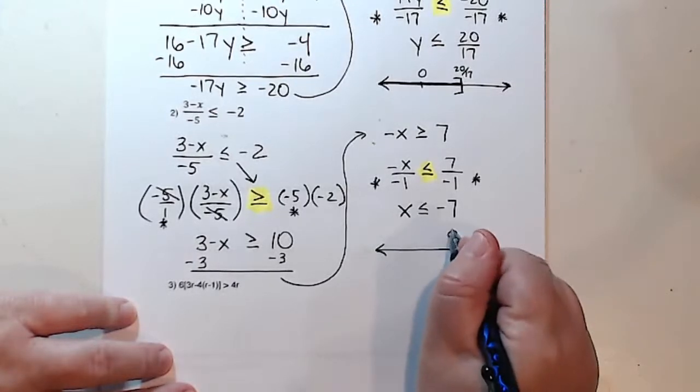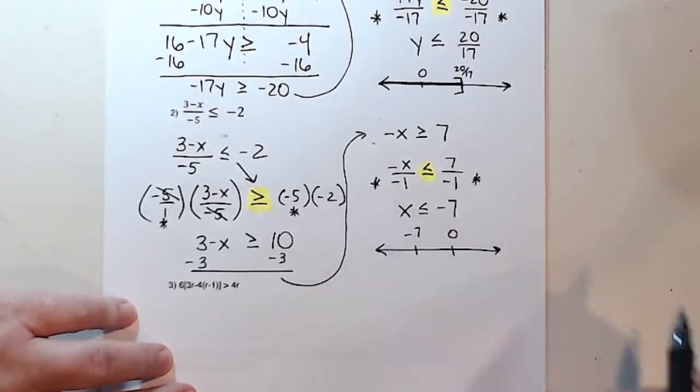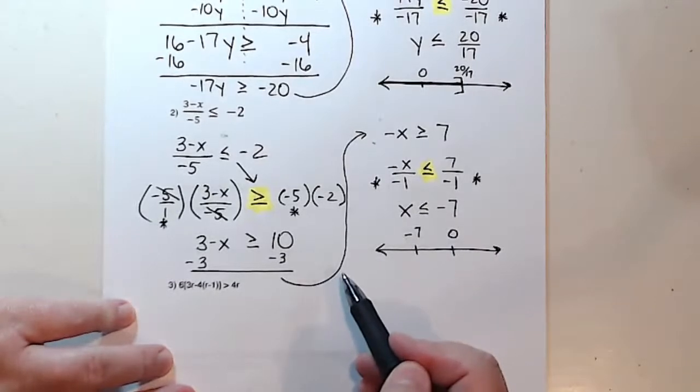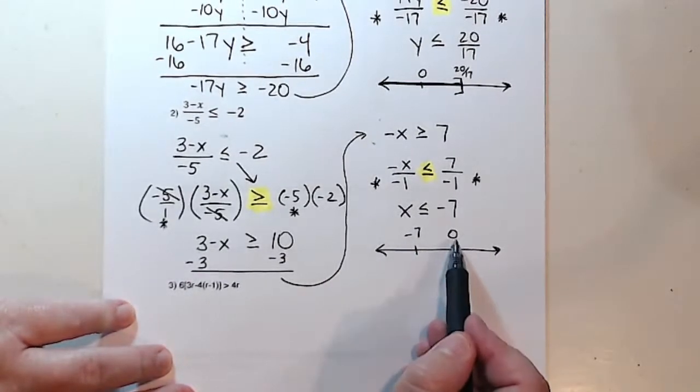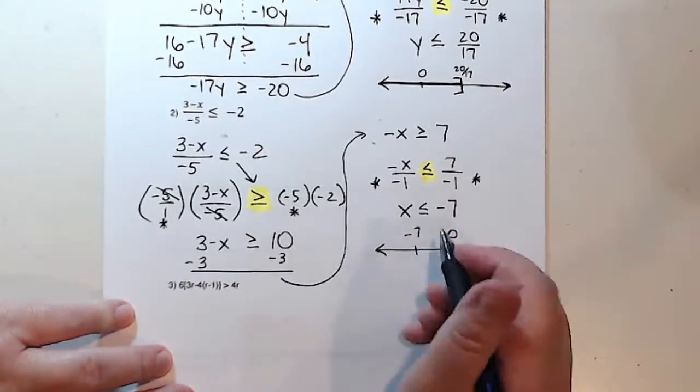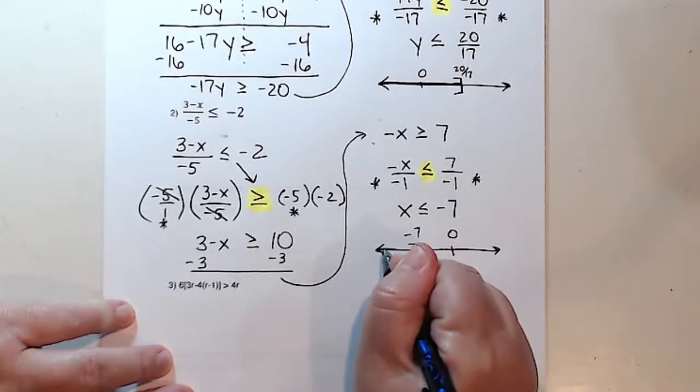Okay, watch me not fall for it. -7 is actually on the left of 0. So for my graph, I've got -7 and then 0, and x is less than or equal to -7, so I'm going to be on this side.